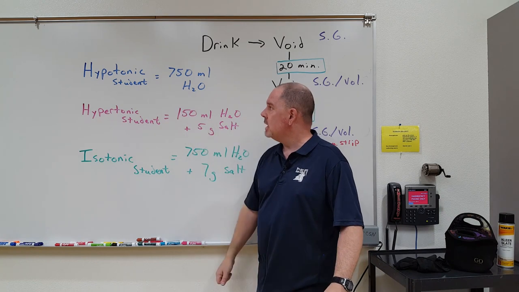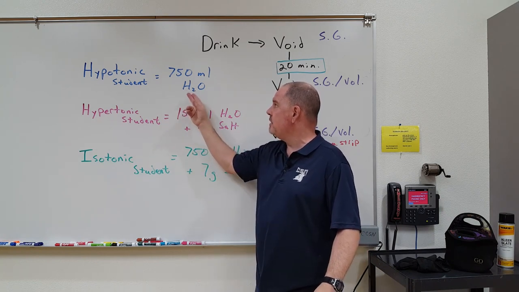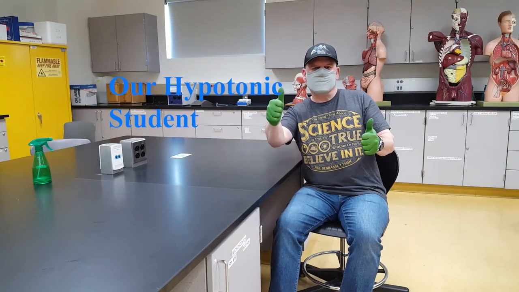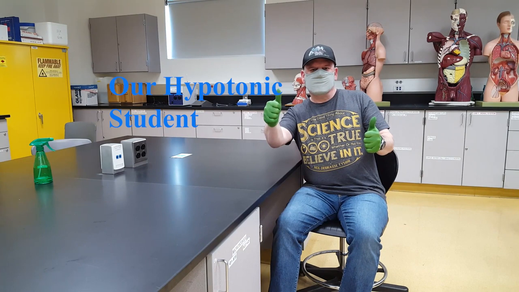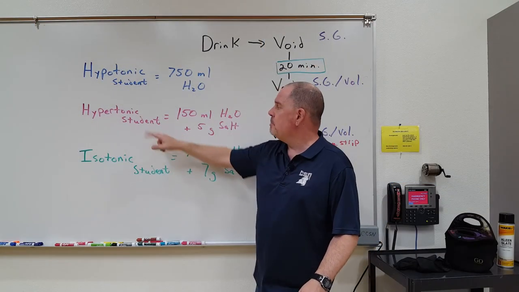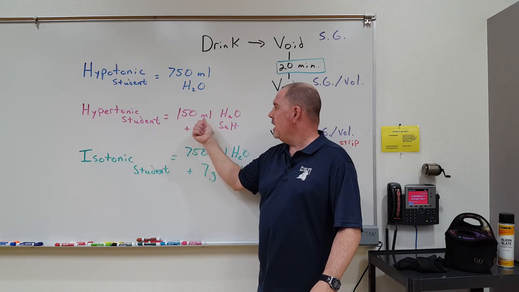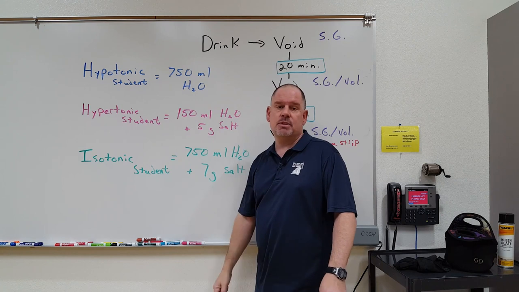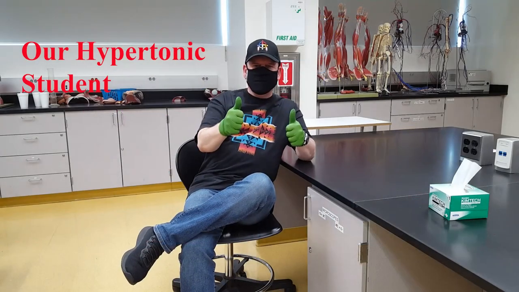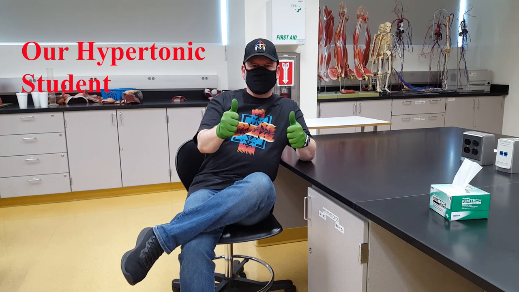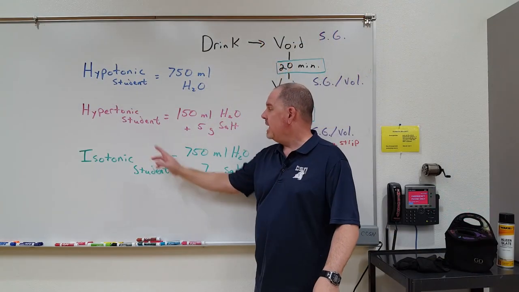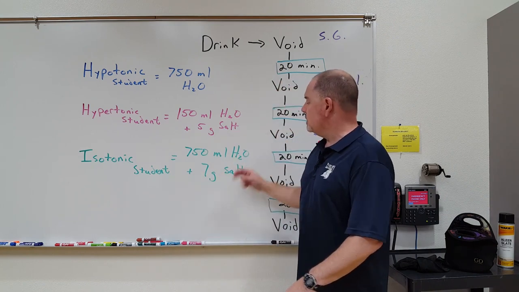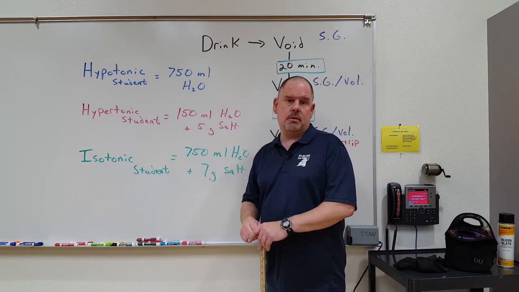So what we have are 3 students who will drink various solutions. The hypotonic solution, who drinks 750 mL of distilled water. The hypertonic student, who drinks 150 mL of distilled water, to which is added 5 grams of salt. And an isotonic student who drinks 750 mL of distilled water, to which we add 7 grams of salt.